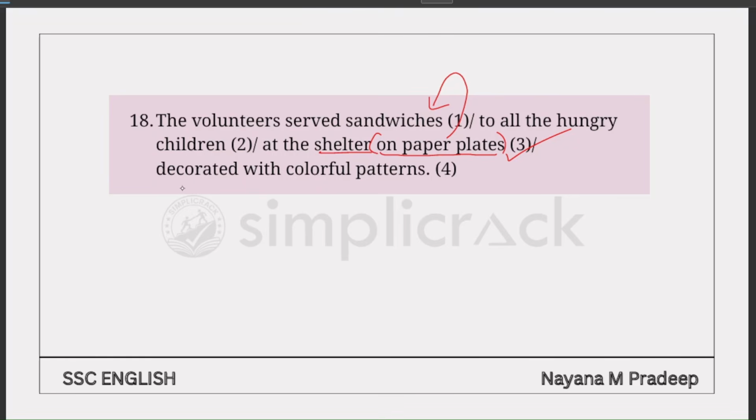Okay. So this part is also not neat. Decorated with colorful patterns should also go along with on paper plates. But since the error first comes in part 3, we have to mark part 3 as the part containing the error. Remember that any prepositional phrase, any descriptive phrase, any modifier has to sit next to the noun or the subject that it is modifying. Here, on paper plates modifies the subject sandwiches, so you have to place it after the noun sandwiches. Always remember that fact.